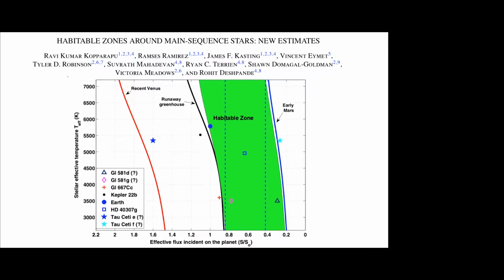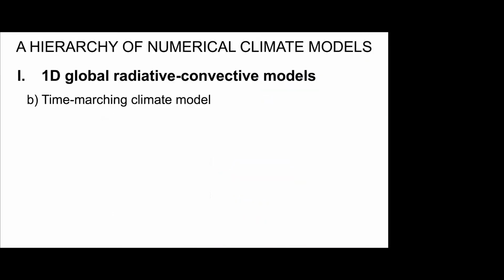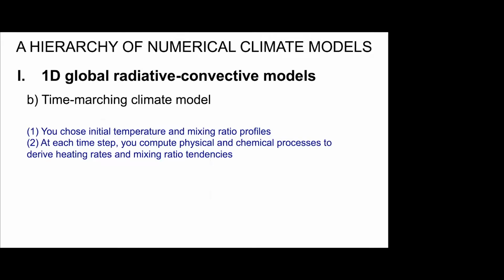The second type of model, which is still a 1D radiative-convective model but a bit more sophisticated, is the time-marching version of the climate model. The idea here is that you will first fix an initial temperature and mixing ratio profile, and you will define a number of time steps at which you will calculate, for each time step, some physical and chemical processes like convection, radiation, photochemistry or whatever. And from this calculation at each time step, you will derive some heating rates and some mixing ratio tendencies for each layer of the atmosphere. That way you will let your atmosphere evolve toward a static or dynamic equilibrium.